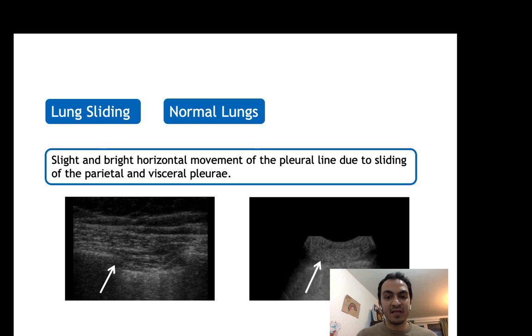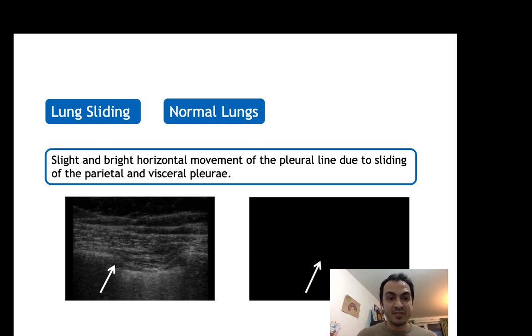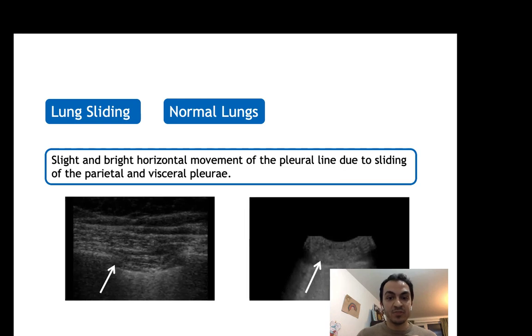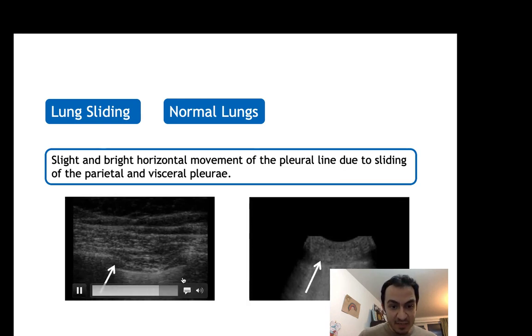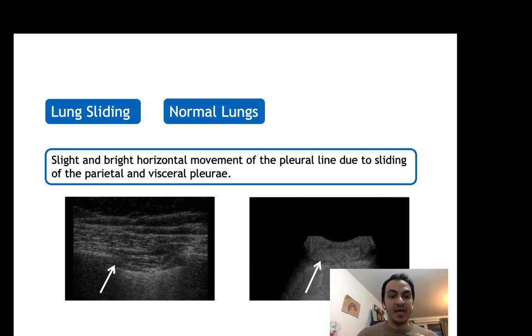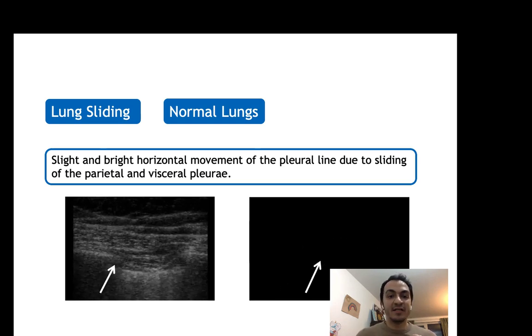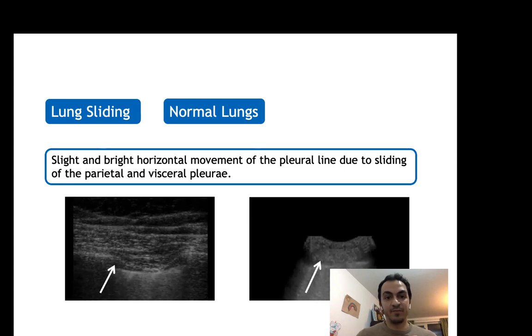Why is lung sliding important? Because this sliding rules out the presence of pneumothorax. So again, the sliding, as we can see here, is the movement or the shimmering sliding of both layers of the pleura, the visceral and parietal pleura, with every breath. For the sliding to happen, you need to have adequate ventilation, adequate tidal volume, and you also need to have healthy layers of the pleura.